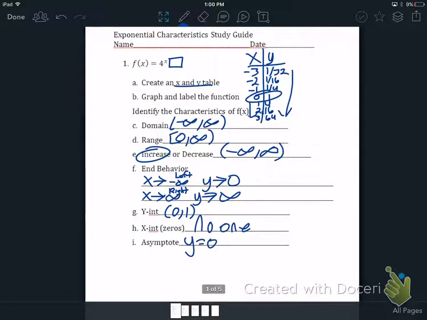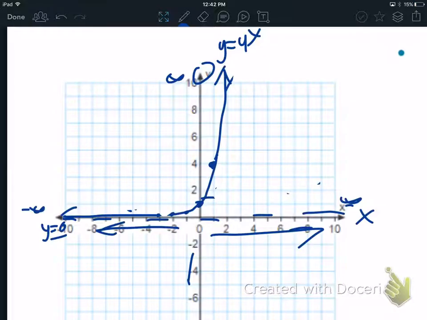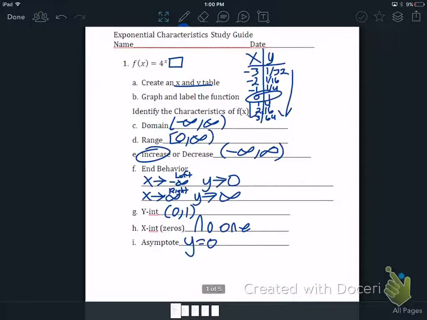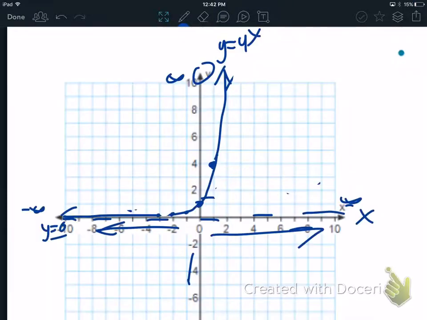-3 is 1 over 64. -2 is 1 over 16. -1 is 1 over 4. 0 is 1, 1 is 4, 2 is 16, and 3 is 64. Then I took those points and graphed them, and I made my graph here. I plotted my points. My asymptote was y equals 0. You can look at the equation and tell that as well, that there's nothing adding or subtracting.